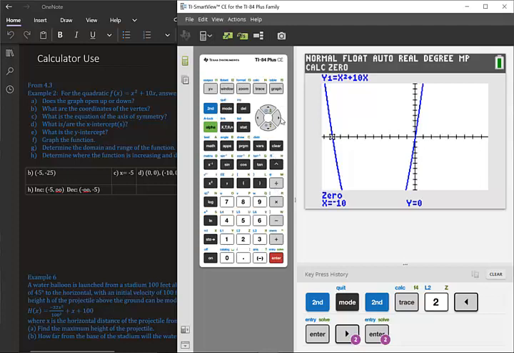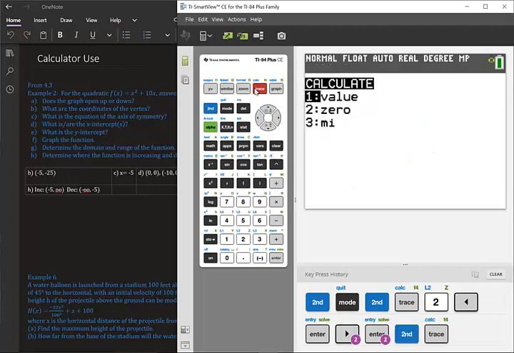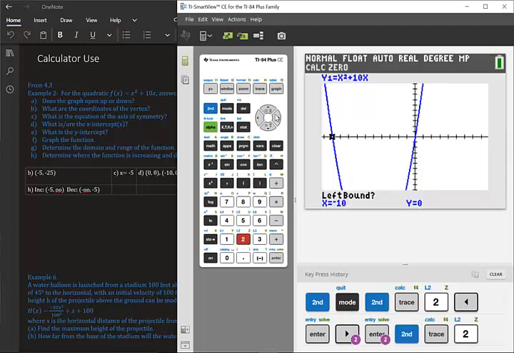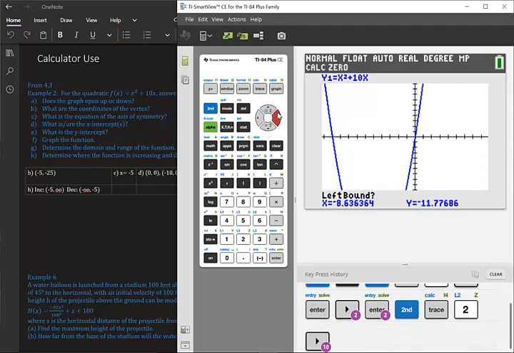Now we have to do it again. So second trace, number 2. We're going to scroll to the other intercept. We're getting there. Should pop up any minute. There it is. Okay, so you see how it says left bound? That means I want to go left of this intercept. I am left of this intercept.